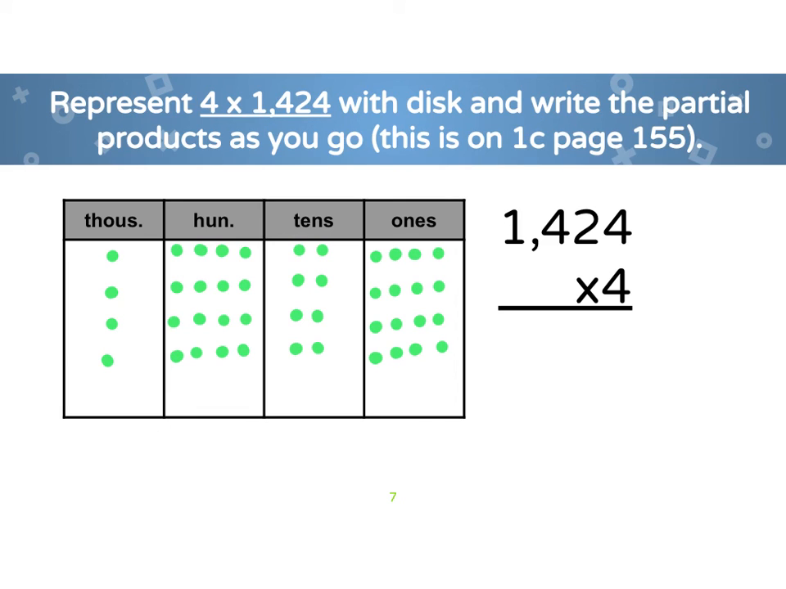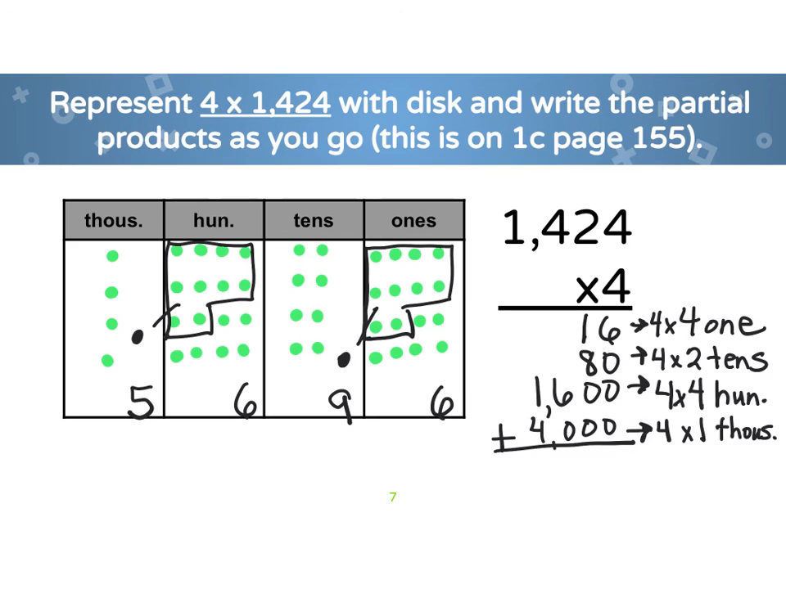But now it looks like I'm going to need to do some regrouping. So pause and do your regrouping. Okay, after I did my regrouping, I have 6 ones left over. I now have 9 tens. I have 6 hundreds left over. And then I have 5 thousands. Let's do that in partial product.